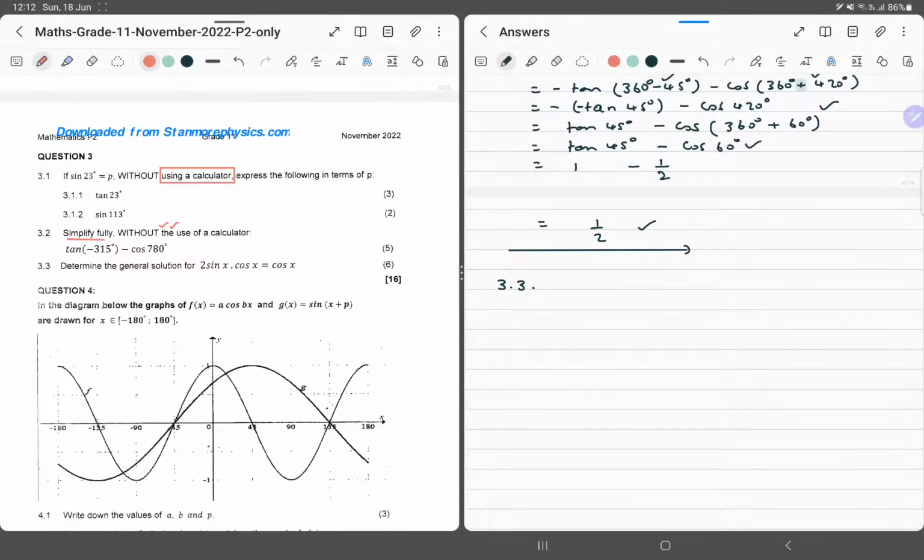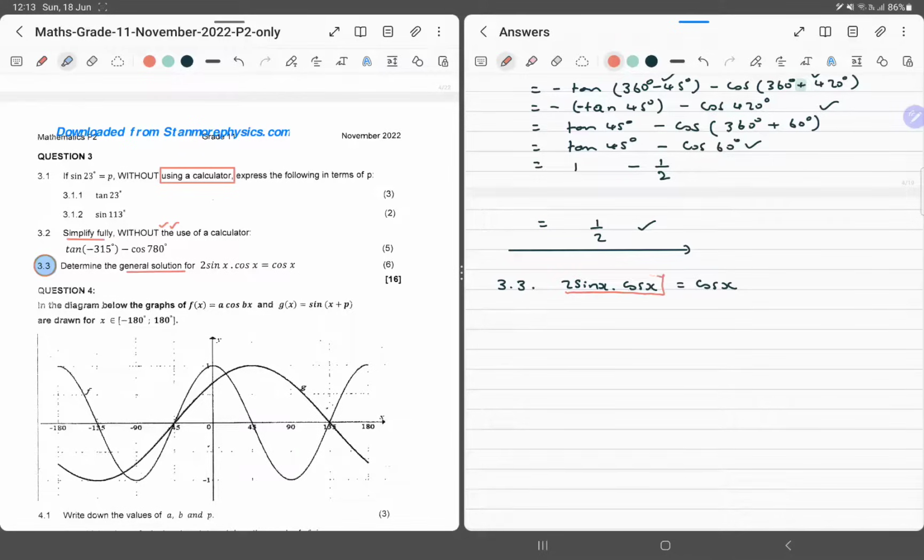3.3 says, determine the general solution. So this one is very good, guys. Please know how to do this effortlessly. It is very useful when you have graphs. When you're doing functions, you've got two functions intersecting at some weird point, general solutions will help you to find those coordinates. Or the reference angle for that matter. Anyway, let's go for it. Now we're given here 2 sine x cos x is equal to cos x. If you're in matric, you would say this.